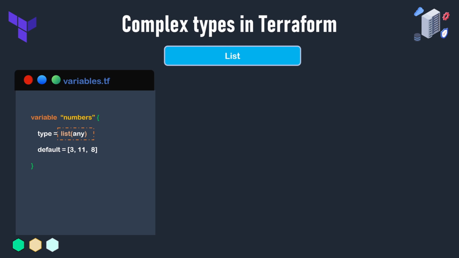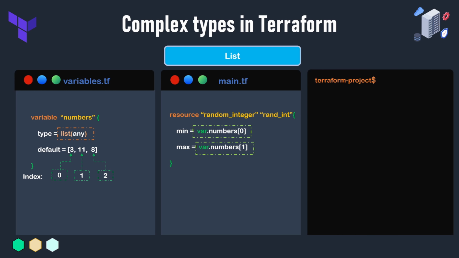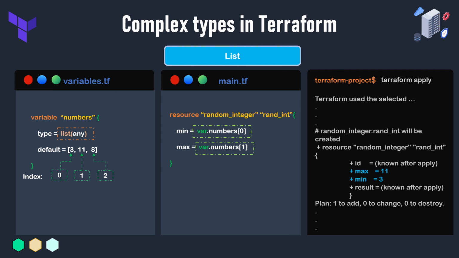Each element in a list can be accessed later by its index, starting from 0 for the first element, 1 for the second element, and so on. For example, here we have accessed the first element of the numbers list for setting the min argument of the random integer resource, and the second element for setting the max argument. Now when we run the terraform apply command, a random integer will be generated between 3 and 11, which are the values that we have stored in the list and accessed later for setting the min and max arguments.